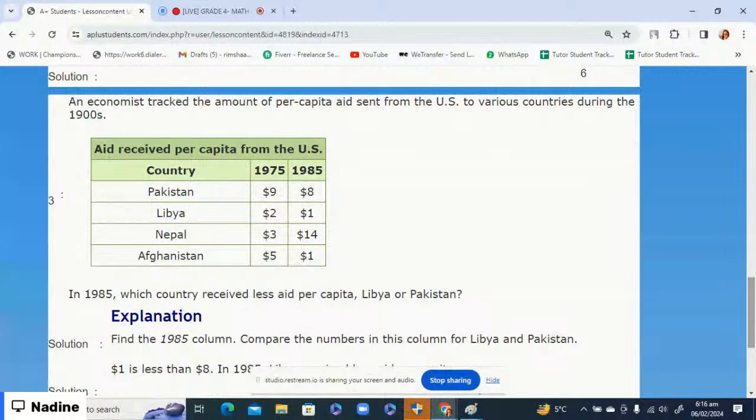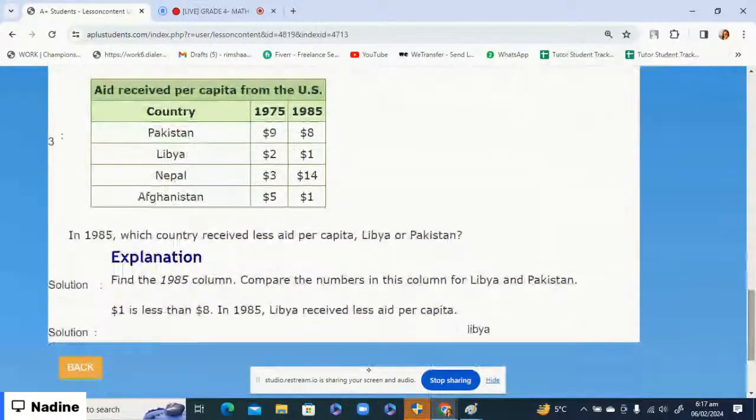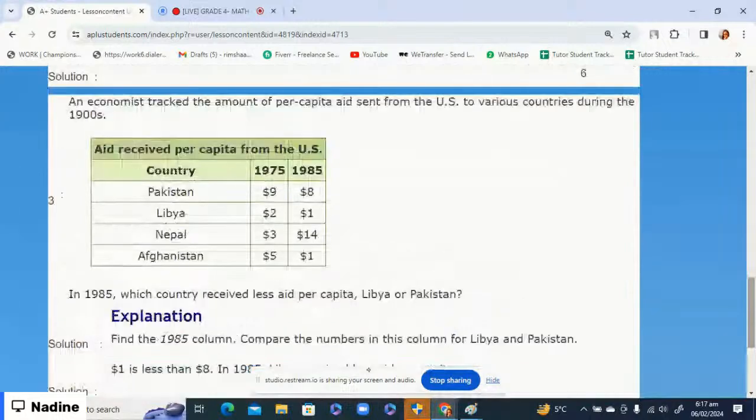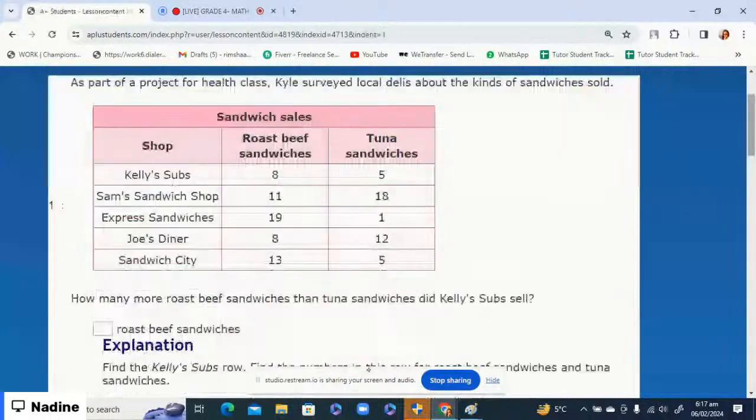So in 1985, which country received less aid per capita, Libya or Pakistan? So we find the difference between Libya and Pakistan, and we see which received less aid. Okay, the lesser one. So check it out. In Pakistan it's $8 and in Libya it's 1. So which one is less, Libya or Pakistan? Obviously Libya. So we can put this one. Okay? All right. Now let's do this one.